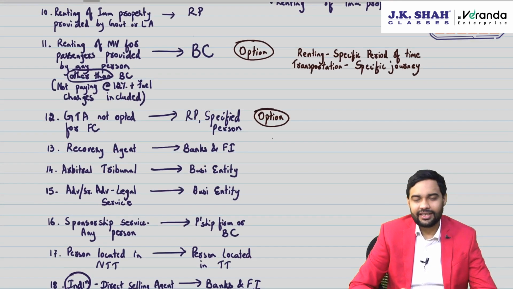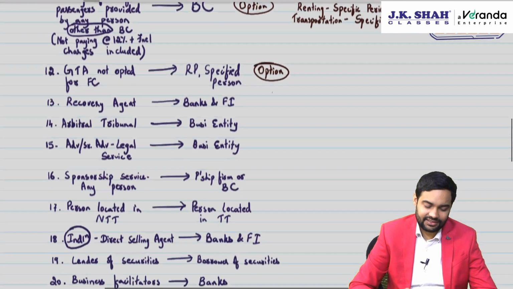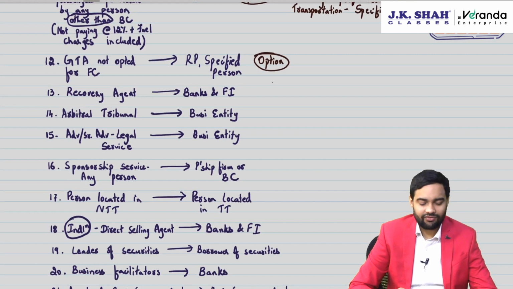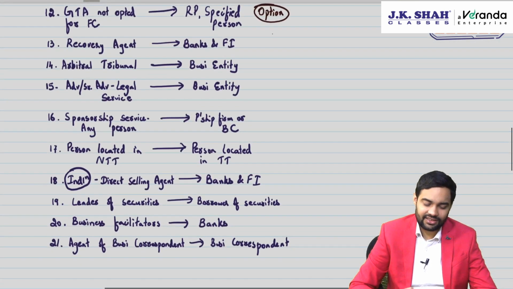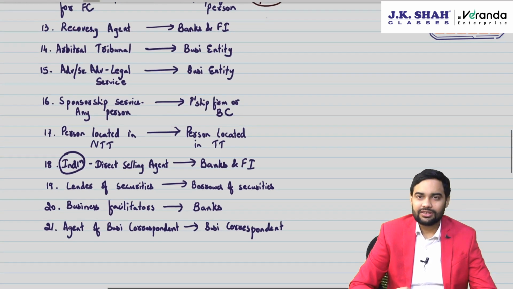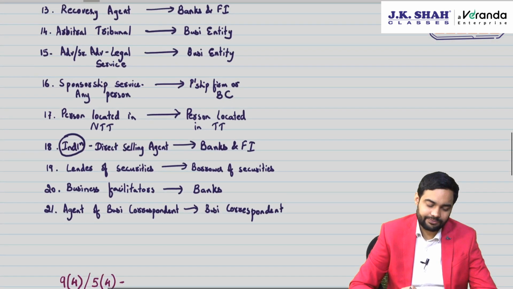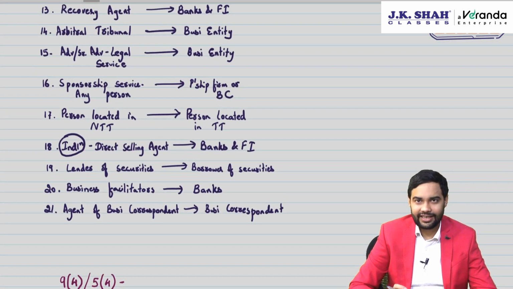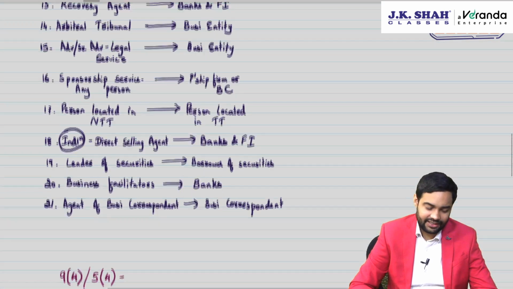Motor vehicle renting, if he is not paying tax at 12%, then recipient body corporate will pay the tax. GTA, if he has not opted for forward charge. Recovery agent to banks and financial institution. Arbitral tribunal and advocate, senior advocate to business entity. Sponsorship service provided by any person to partnership firm or body corporate. Person located in non-taxable territory to taxable territory.